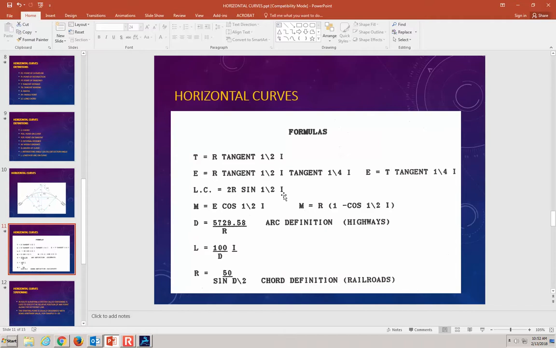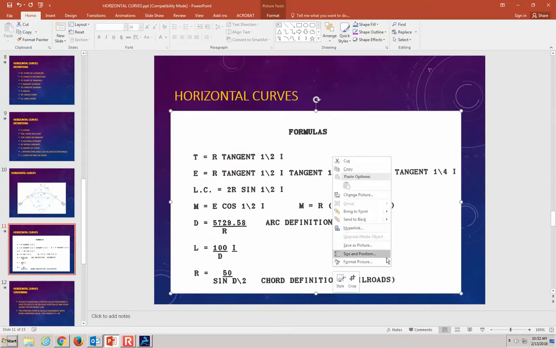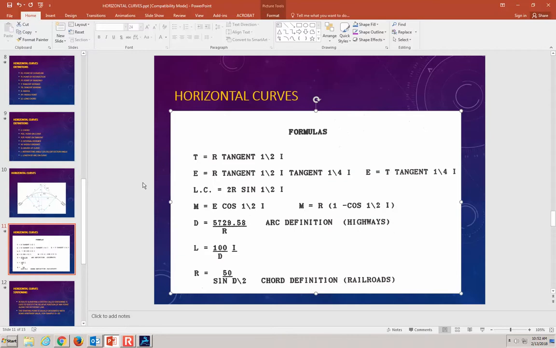They have a few formulas on here that we're going to end up changing around when we go to find things. Just remember that we're never going to really use this formula here, the thing to find radius, because that's for a chord definition, which is a railroad curve. We don't work with railroad curves. We work with arc definition curves. So you'll see these as we go through a couple examples. And if you guys want to print the slides, you'll have these. They also have versions of these in the book. Okay?